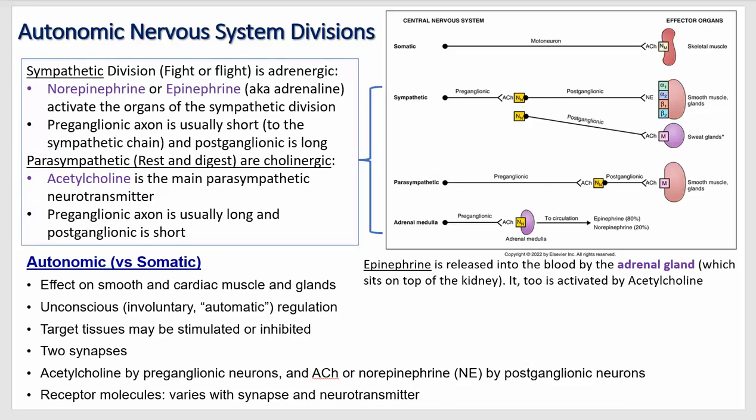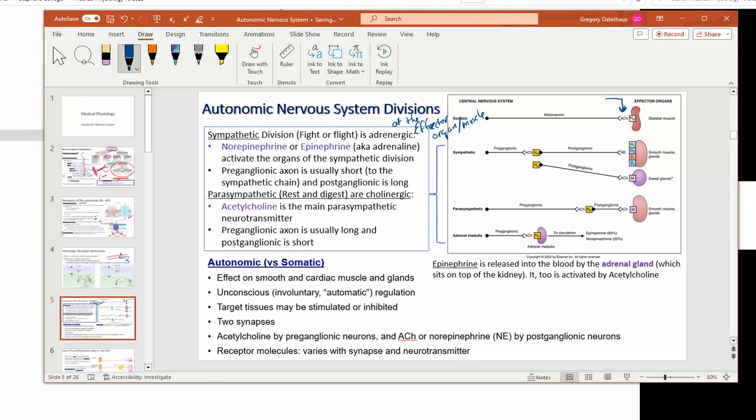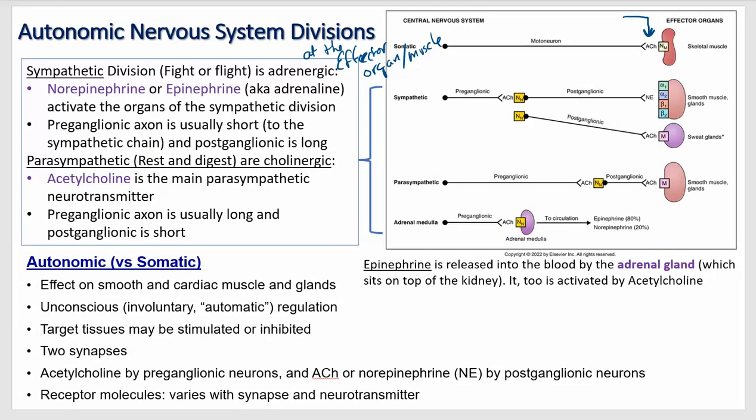Sympathetic division tends to be adrenergic at the effector organ or muscle. Okay, that's an important point to make. So the effector organ: if you're just trying to contract a muscle, your effector organ is the muscle. So that's skeletal muscle, the top one.